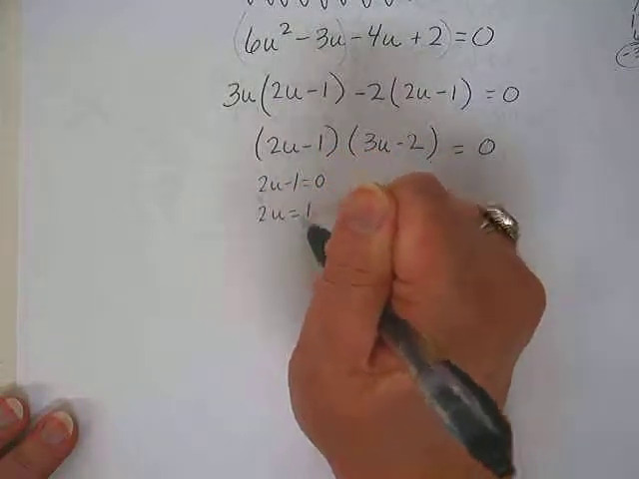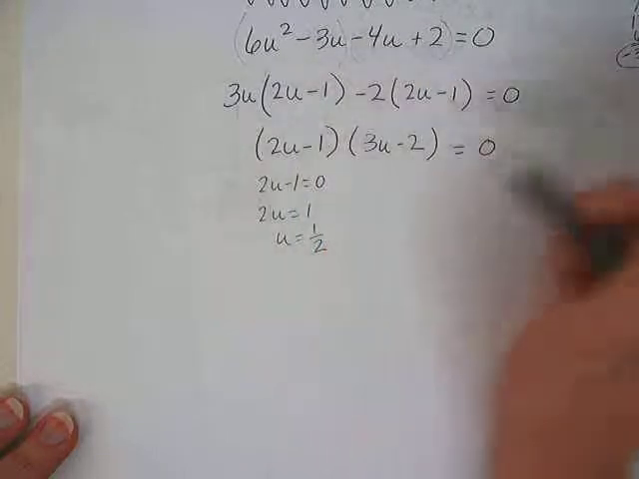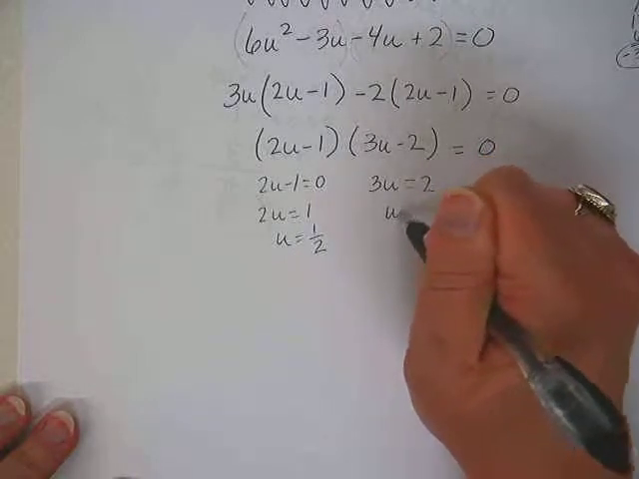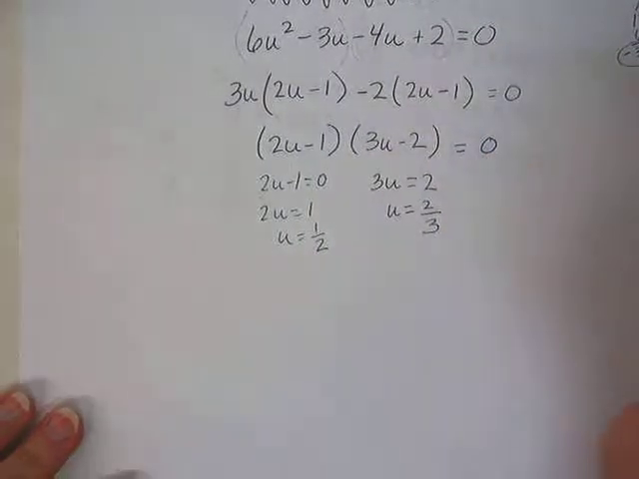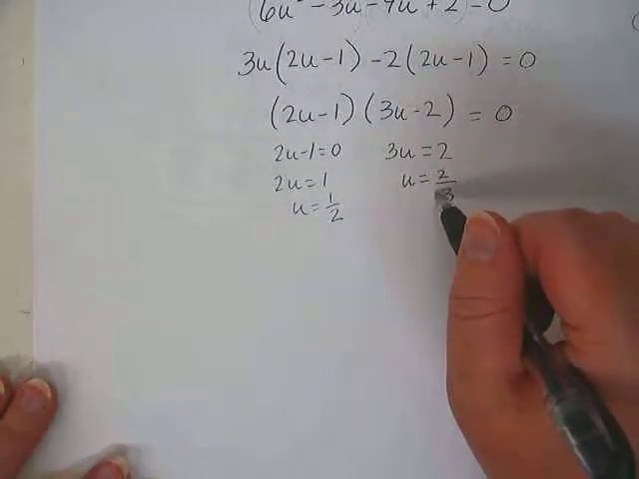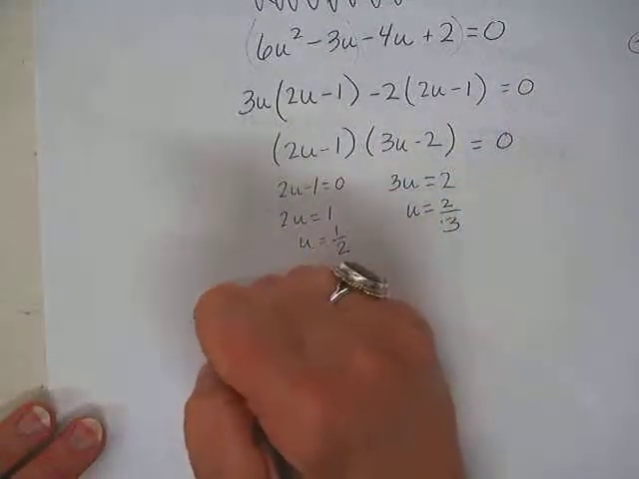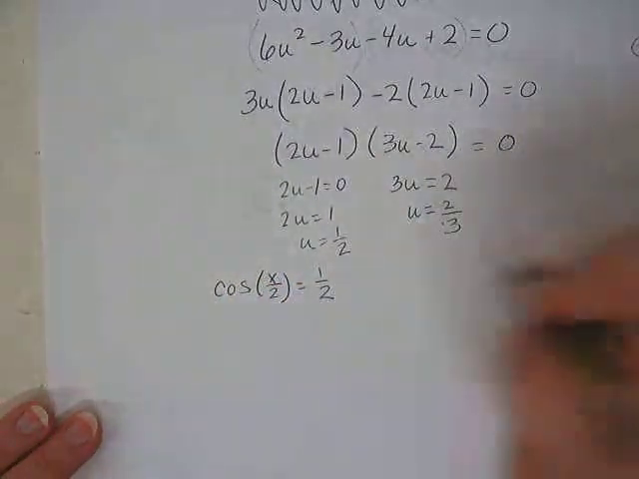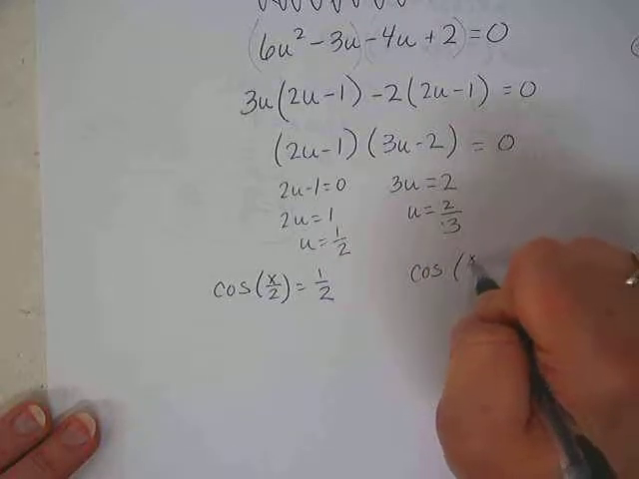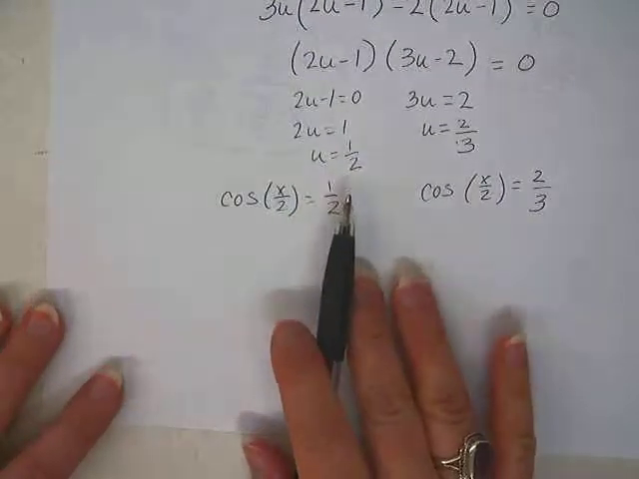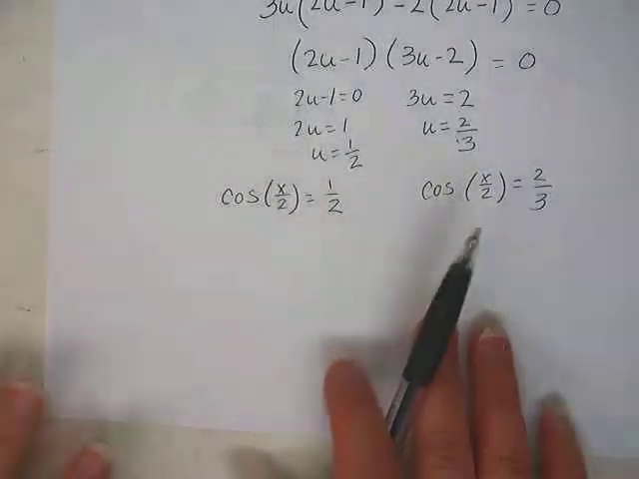Right? So let's go ahead and solve this one for u. So 2u minus 1 equals 0. So 2u equals 1, so u equals 1/2. This one, 3u equals 2. So u would equal 2/3. Now that we've solved for u, we want to do what with our substitution? Plug our substitution back in. So we will have cosine of x over 2 equals 1/2. And cosine of x over 2 equals 2/3.